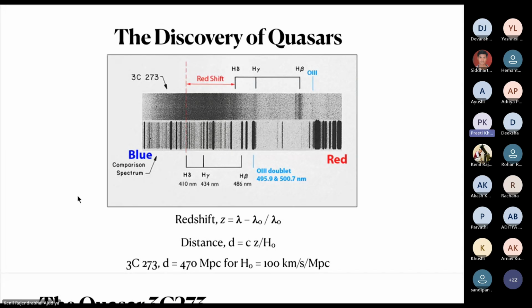And so the redshift is the emitted wavelength minus the observed wavelength divided by the observed, or I may be mistaken here. Is it observed or intrinsic? Okay, anyway. The distance is obtained using the formula given here, speed of light times redshift divided by the Hubble constant. That turned out to be around 470 megaparsec for a Hubble constant of 100 kilometers per second per megaparsec. So it's quite distant at that point. Next slide.